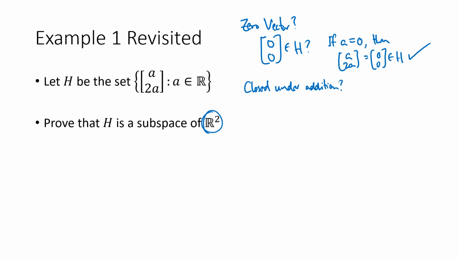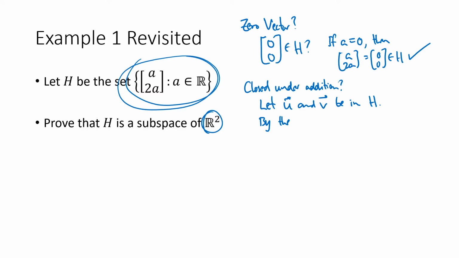Okay, so the way that we do this is we start by saying, let vector u and vector v be in H. And these are going to be generic H vectors. So by the definition of H, by the way that this H is defined, which is this over here, we know what u and v look like.